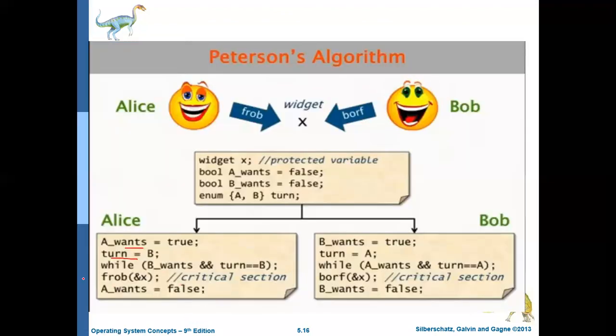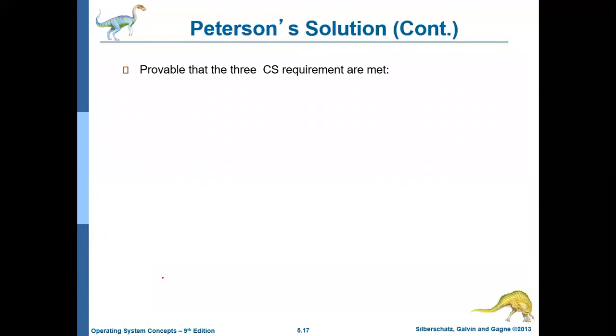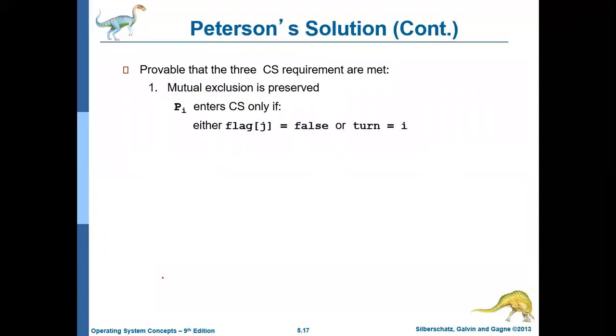So here mutual exclusion is satisfied. If Alice is in the critical section, then Bob will not enter the critical section. Similarly, if Bob is in the critical section, then Alice will not enter the critical section. If Alice is in the critical section, then A wants will be true, so Bob will not enter. Similarly, if Bob is in the critical section, then B wants will be true, so Alice will not enter the critical section. So mutual exclusion is satisfied.